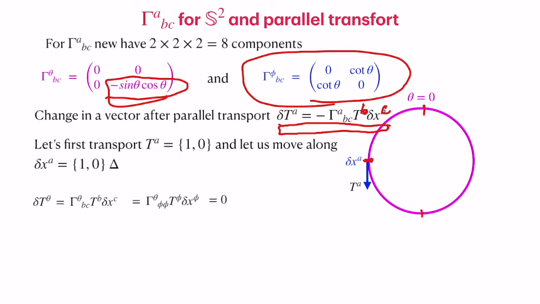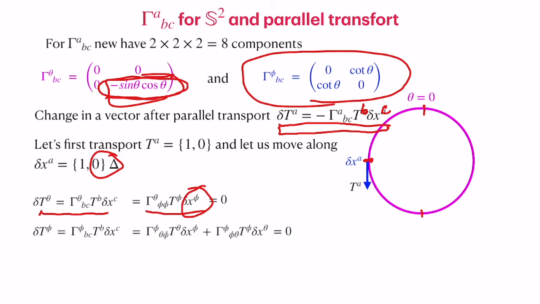So we can directly substitute this value. For the delta theta, we find it is 0 because this one is a non-zero component of gamma, but the corresponding delta is 0. So we are not getting any displacement. That means the displacement because of parallel transport is 0.